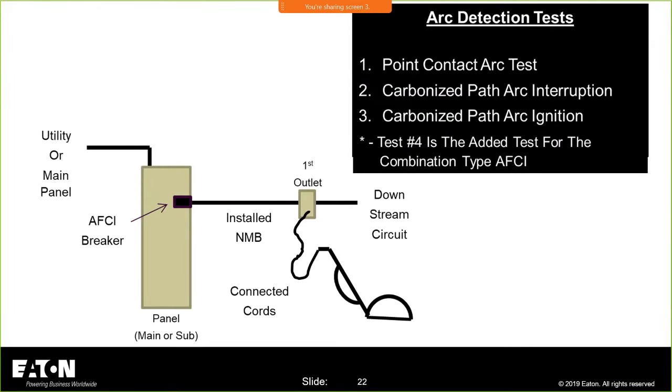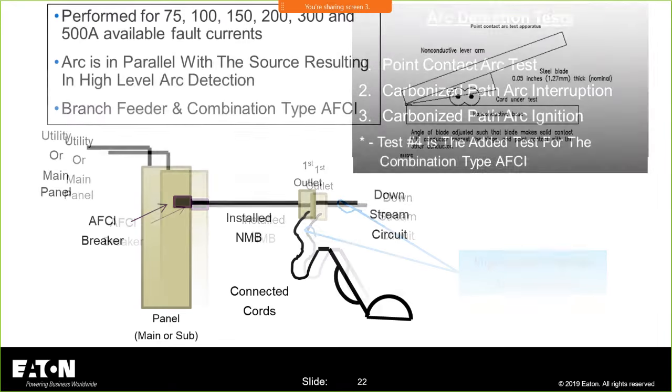Now, there are 3 basic tests that we do on all of the AFCIs. We do a point contact test, and I'm going to show these for you. A carbonized path arc interruption test, a carbonized path arc ignition test, and then the 4th test, which was added for the combination type AFCI. I'm going to show you each of these to help you understand how we do the test. And then I'll give you some insight, from a manufacturer's perspective, on how we pass the UL standards to achieve those. Maybe that'll help you understand the technology a little more.